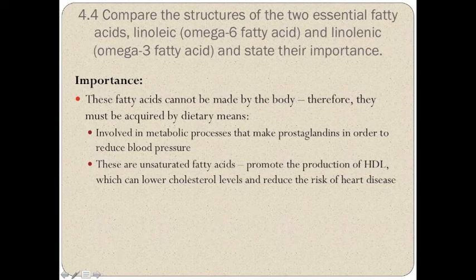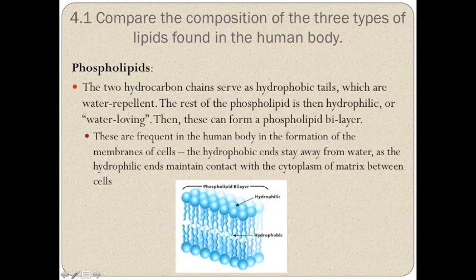Both of these fatty acids cannot be made by the body, therefore they must be acquired by dietary means. They are involved in metabolic processes that make prostaglandins in order to reduce blood pressure. These are unsaturated fatty acids promoted by the production of HDL, which can lower cholesterol levels and reduce the risk of heart disease. These two hydrocarbon chains serve as hydrophobic tails, meaning that they are water repellent.